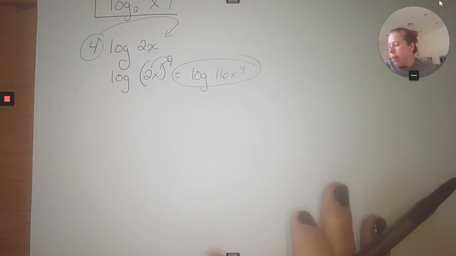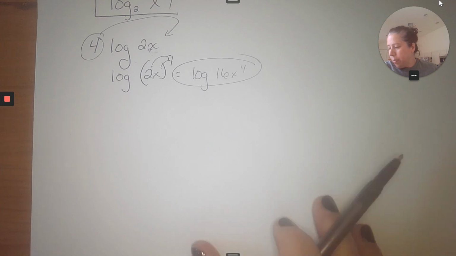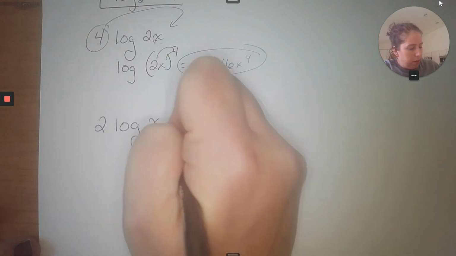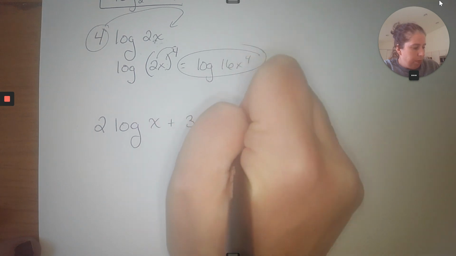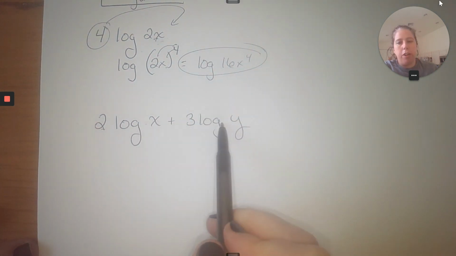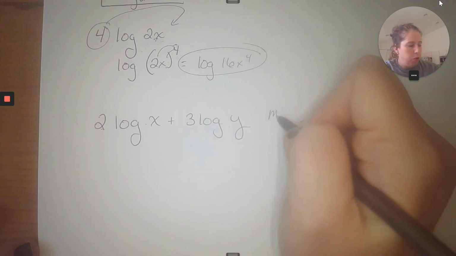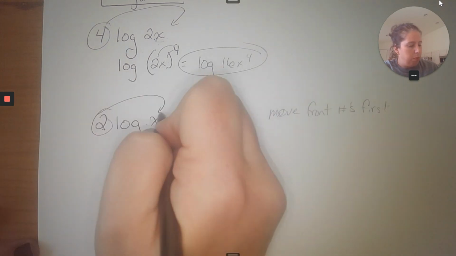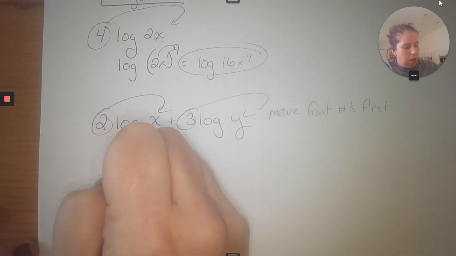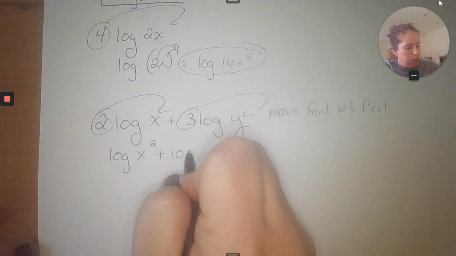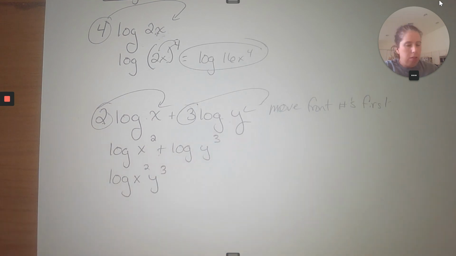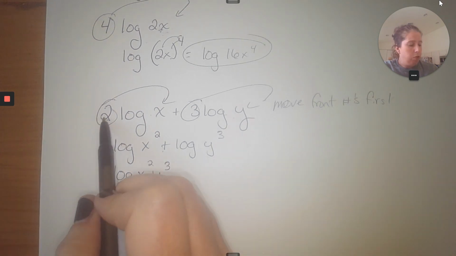Got it? All right, actually, let's do this first. We're going to combine it together: 2 log of x plus 3 log of y. You've got front numbers and you've got plus signs, right? Move the front numbers first. Remember, they go up to the exponent. So this becomes log x squared plus log y cubed. Now deal with the plus sign, so it's log of x squared y to the third. Just be aware of that. So front numbers, you're going to take them up to the top.